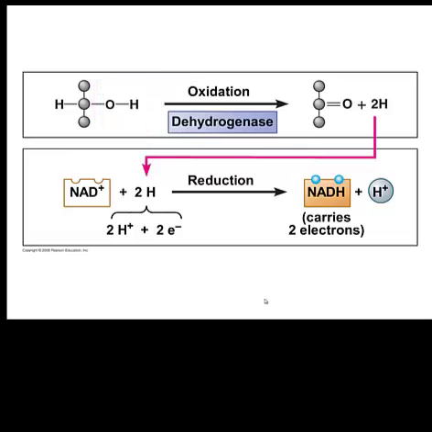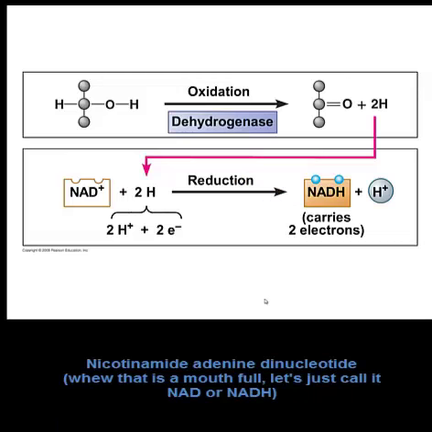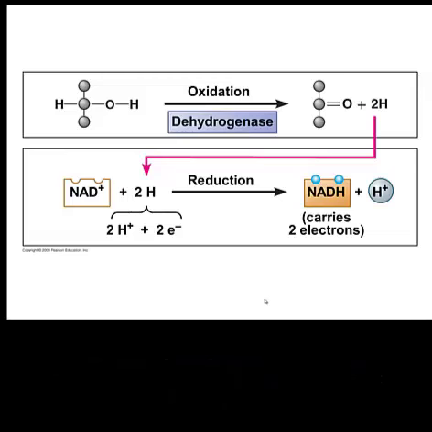electrons are going to get transferred to a very important molecule in cell respiration called nicotinamide adenine dinucleotide. I'm just going to call it NAD for now. But that molecule will become reduced. It will gain those electrons as that organic molecule is stripped of its hydrogens.